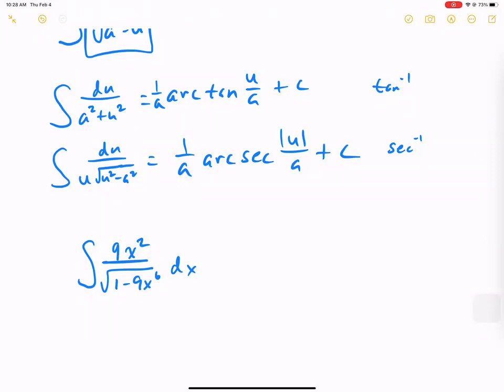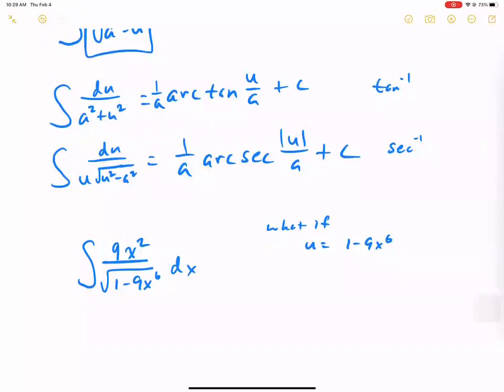Now, the first thing I would naturally try, me as a human, is u substitution. I'll say, hey, what if u was equal to 1 minus 9x to the 6? That's what I hope. I'm crossing my fingers, hoping to the calculus lords that this would work.